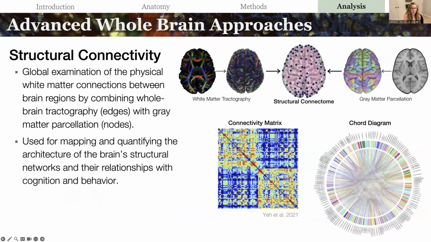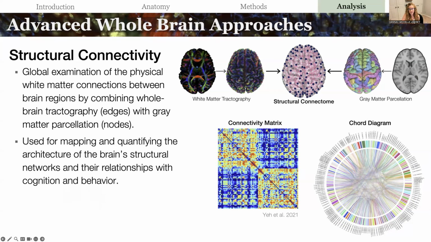So there's some advanced whole brain approaches. The first is structural connectivity analysis, and this examines the physical connections between brain regions through white matter pathways to map and quantify the brain's network architecture. This kind of analysis involves combining tractography with gray matter parcellation, like that which is done with FreeSurfer, for example.